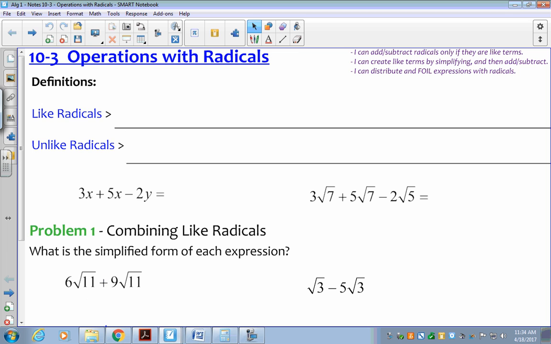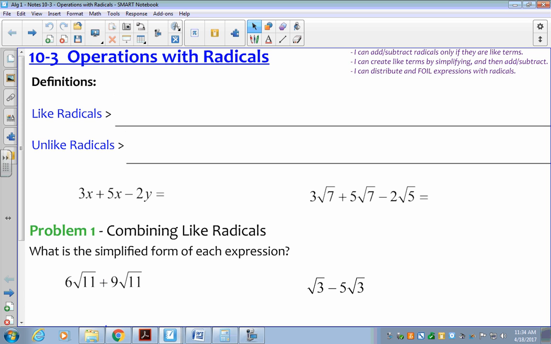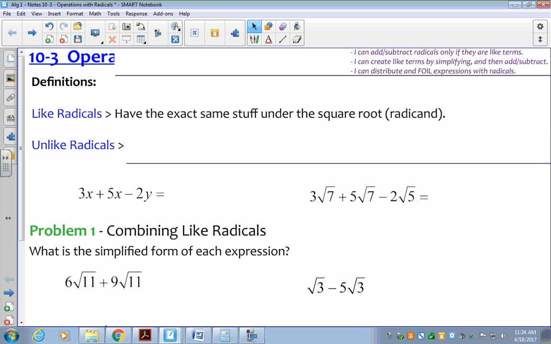So let's start with Jade. Jade, go ahead and move so we can write down what like radicals are. Like radicals. It's a radical.